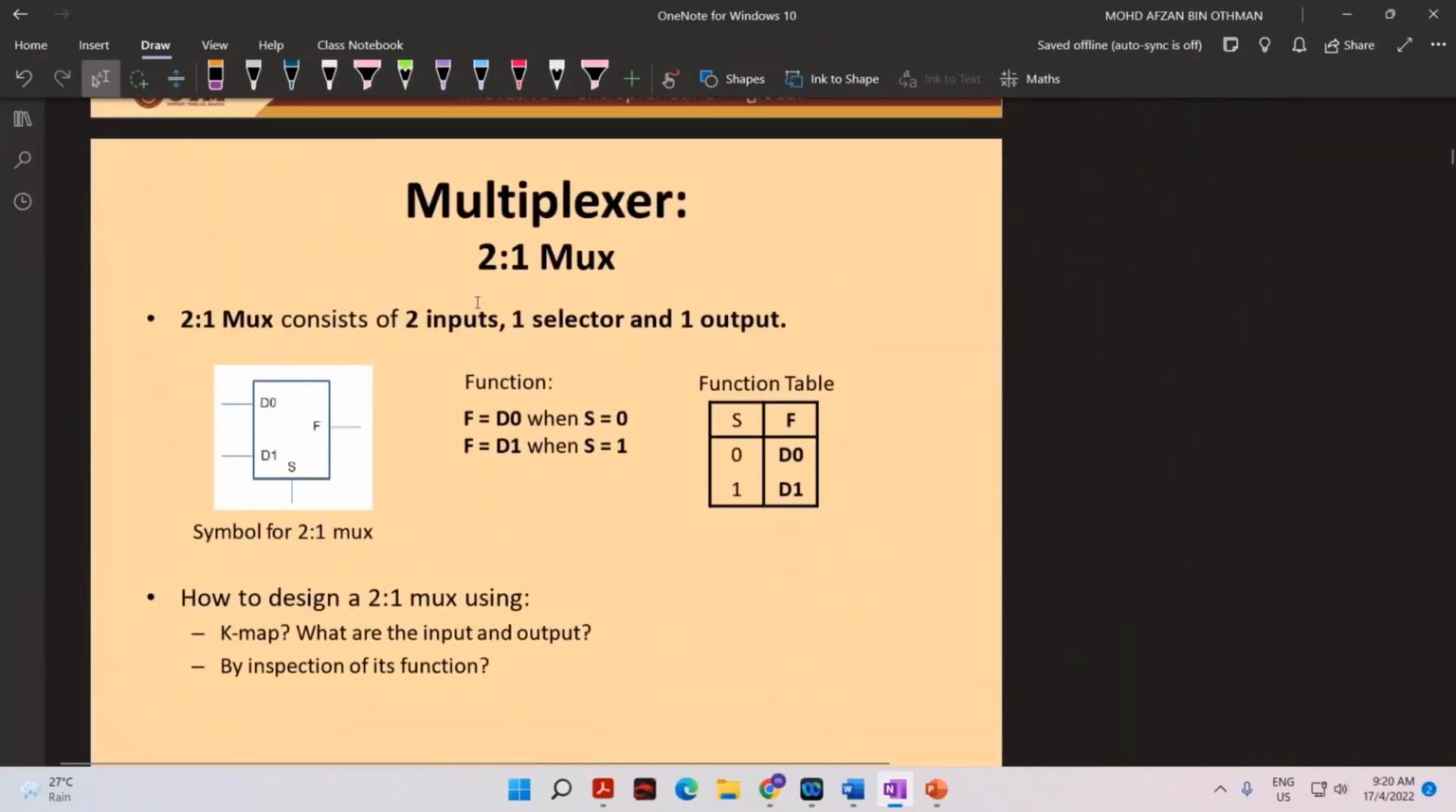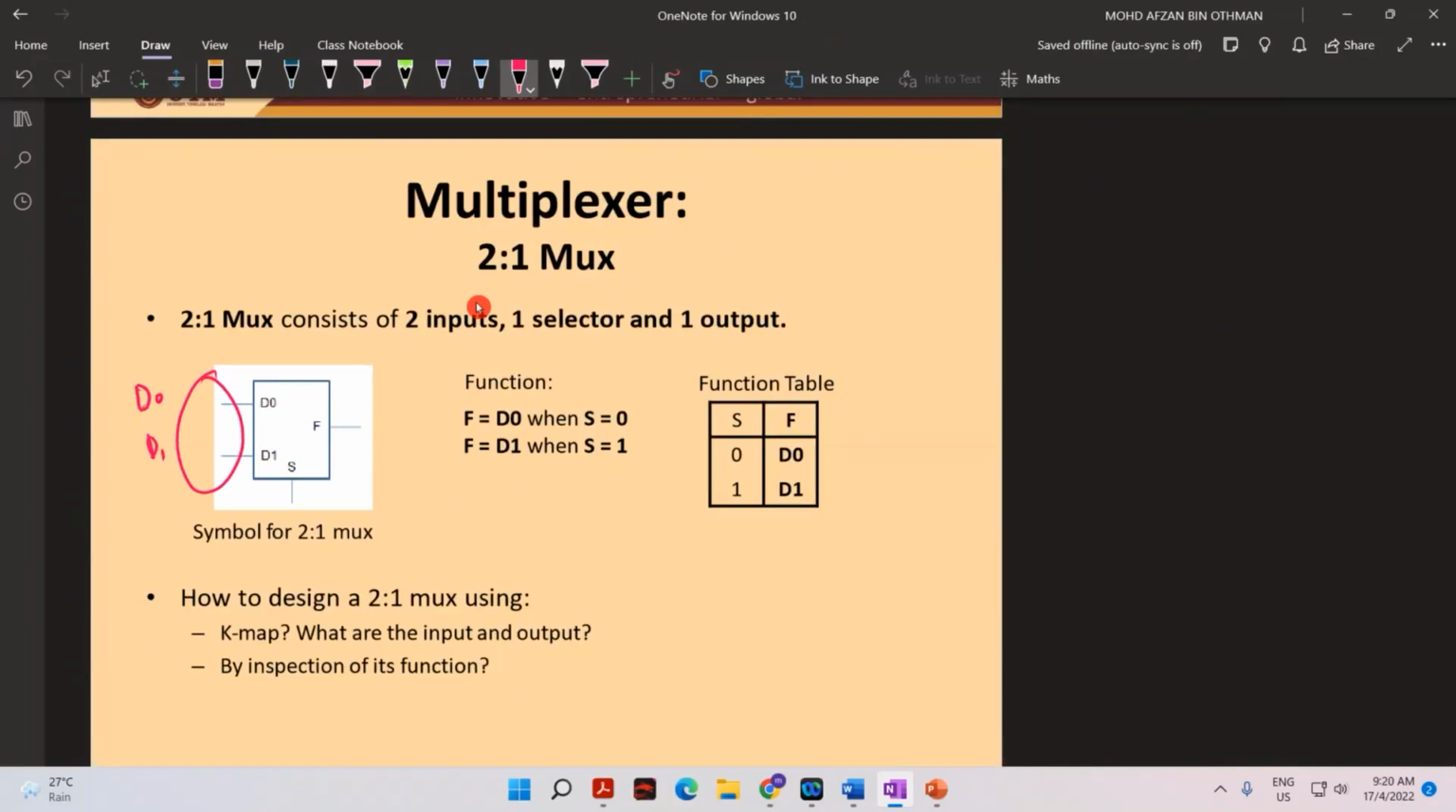Okay, contoh, we have a few multiplexers to look at. Mula-mula sekali kita tengok 2:1 mux. So 2:1 mux consists of 2 inputs, which are denoted as D0 for input 0 and D1 for input 1.